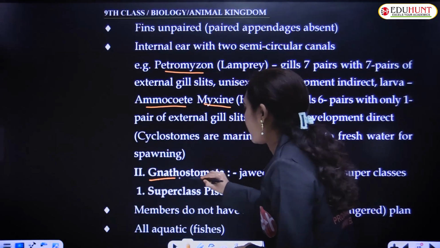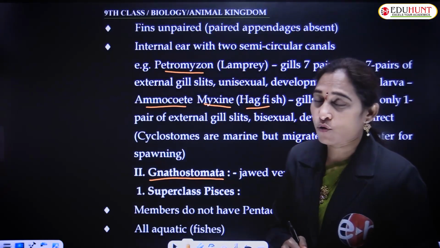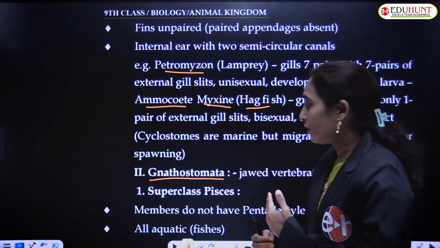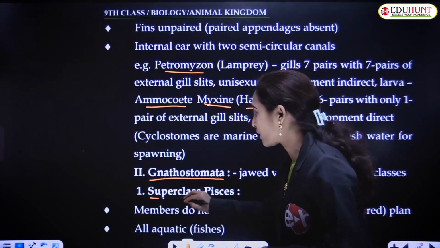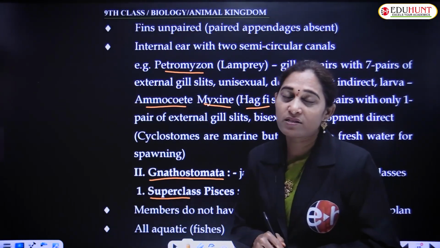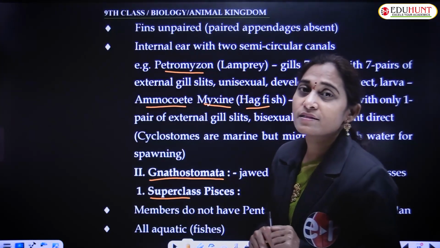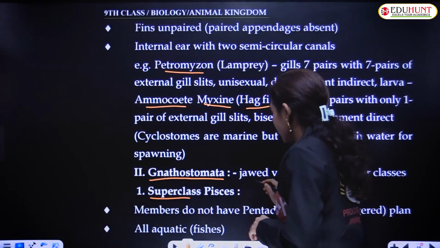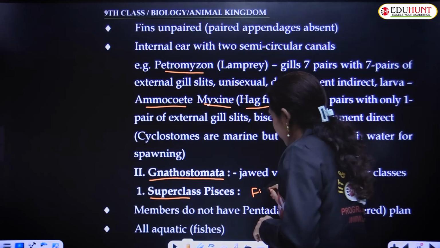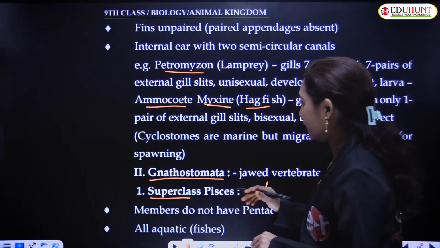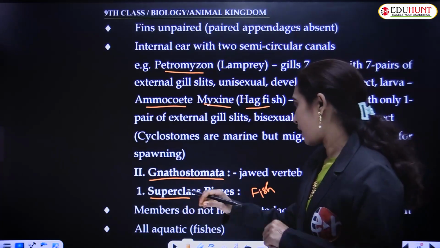In the second group, that is Gnathostomata, the jawed vertebrates are further classified into two super classes. One is Pisces and the second one is Tetrapoda. Pisces are nothing but fish. Fish were grouped in this super class.